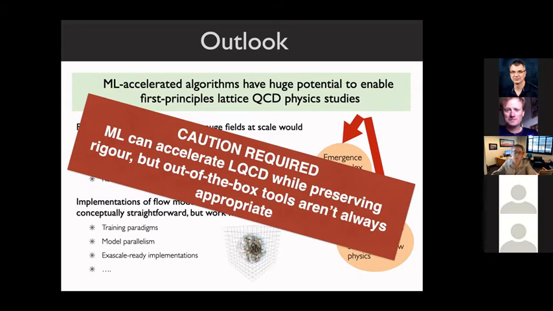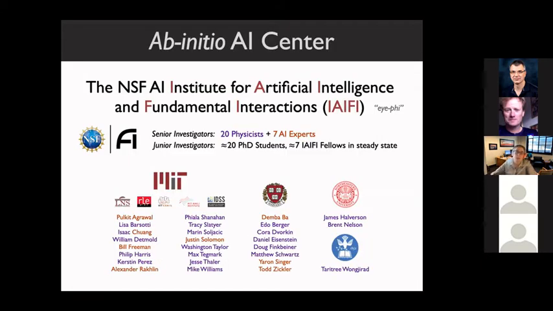So I just want to finish by saying that this work and a lot of diverse related work is now living in the NSF AI Institute for Artificial Intelligence and Fundamental Interactions, centered in the Boston area. This is IAIFI, which has 20 physicists and 7 AI experts, and we've just closed our first round of applications for postdoctoral fellows. We'll have something like 7 fellows in a steady state.